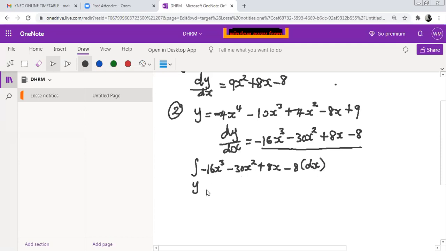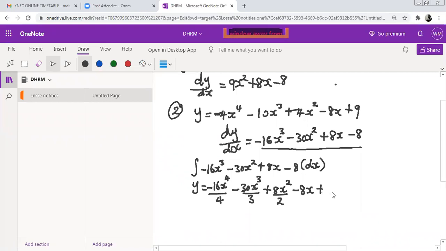Here now, whatever we are going to get is going to be y equals, remember we add 1 to the power, and then the answer that we get after adding 1, we divide by it. So in this case, it's going to be negative 16 x power 4 divided by 4. Then minus 30 x, 2 plus 1 is 3, over 3. Plus 8x. Remember, whenever the power is not indicated, it is power 1. So it is 1 plus 1, which is 2, and then we divide by 2. Minus 8, whenever there is no x, remember there is x power 0, which is not indicated. So we put 8x, 0 plus 1 is power 1, and then we divide by 1.